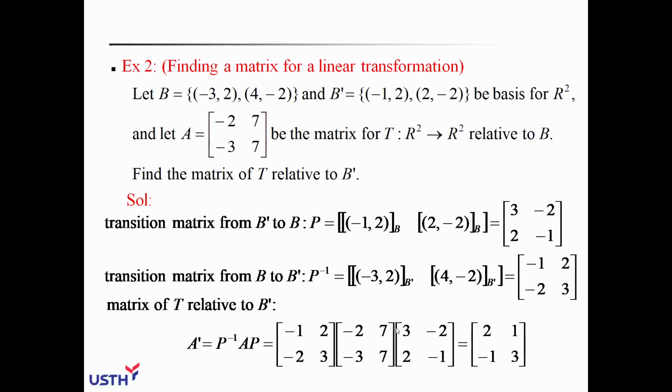Then A prime will be that one. You can multiply the matrices together, and you get that one. So in this example it is very easy for you to find.